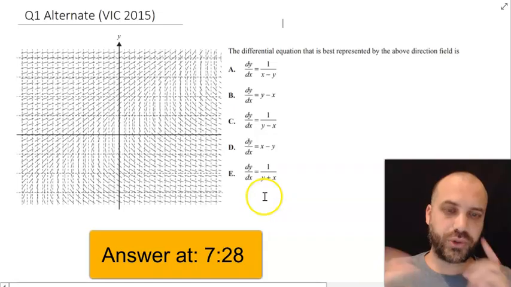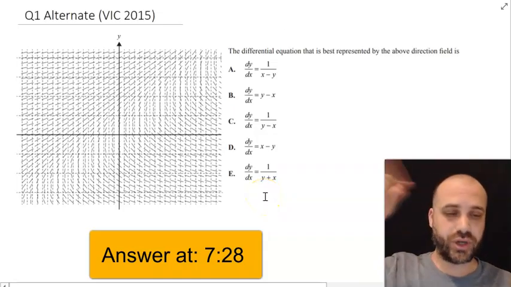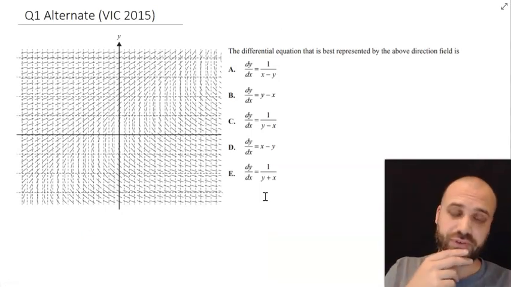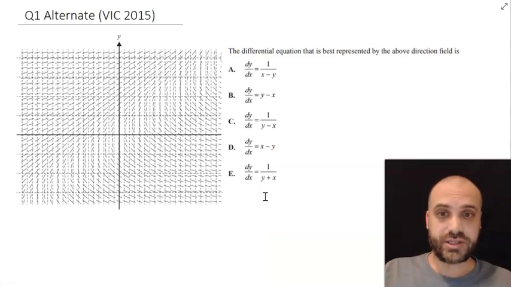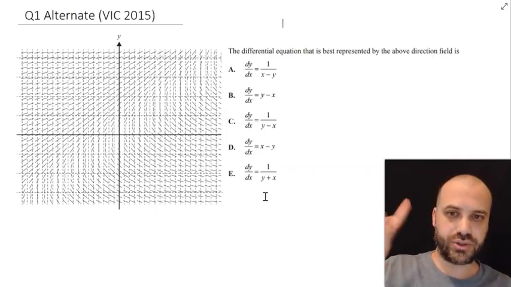Of course, I'm not going to let you off the hook here. Here's a second question that looks similar to that one. Moving forward in time, this happened in Victoria in 2015. Give yourself 90 seconds, see if you can figure out what the answer is here. And I'm going to solve it in 3, 2, 1.